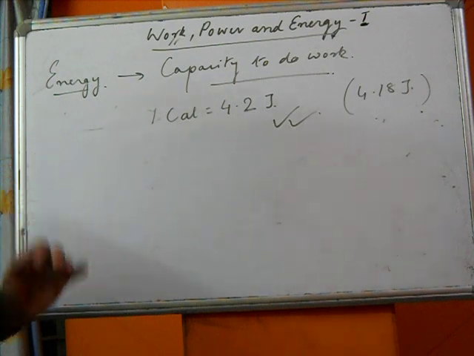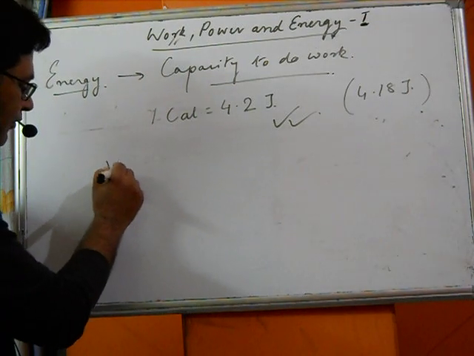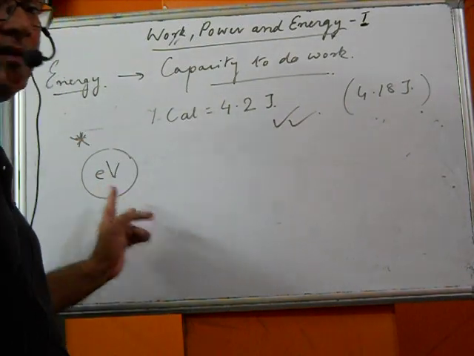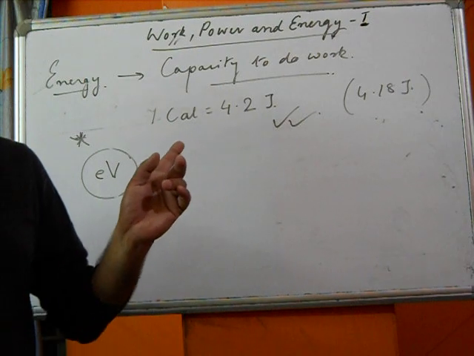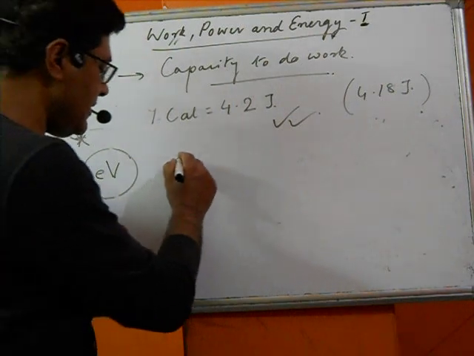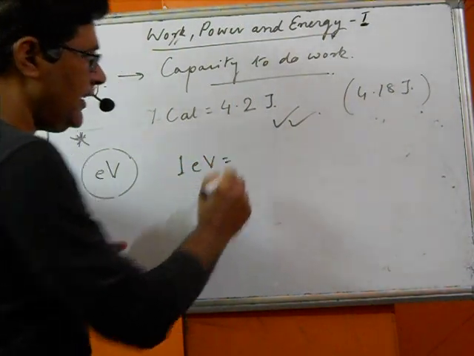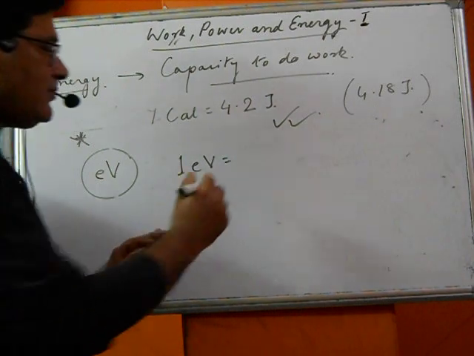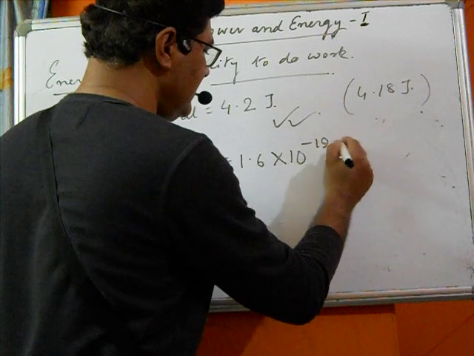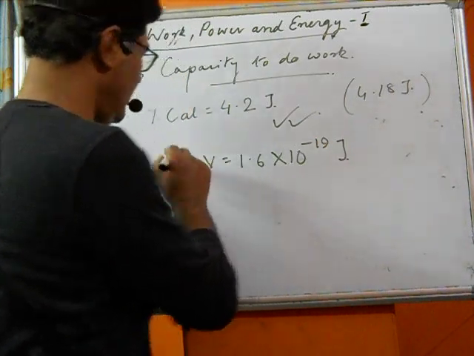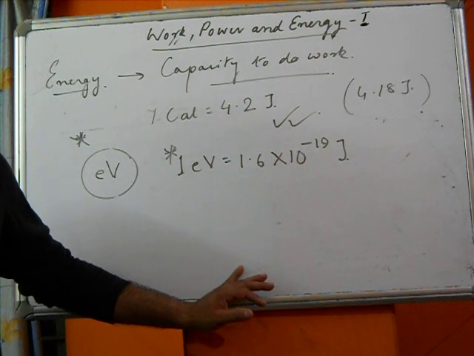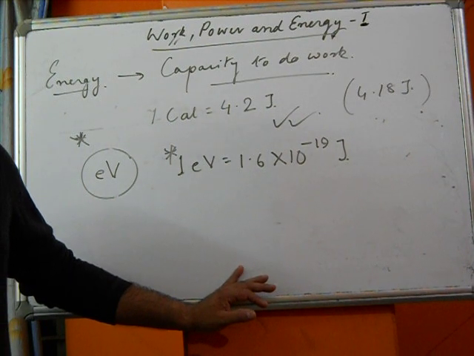Now there is another unit known as electron volt. Very, very important. This has come several times in ICSE. Please remember the relationship between electron volt and the SI unit. 1 electron volt equals 1.6 into 10 to the power minus 19 joule. This relationship comes in exams.